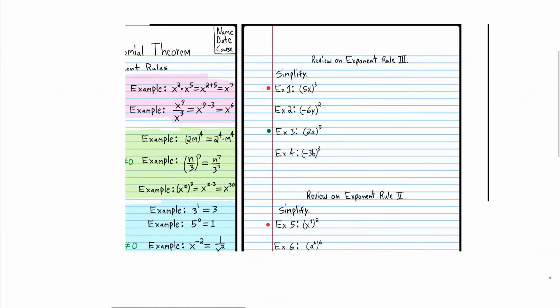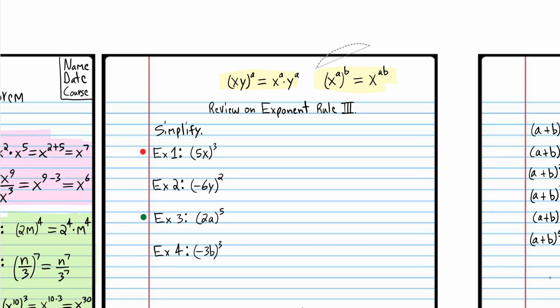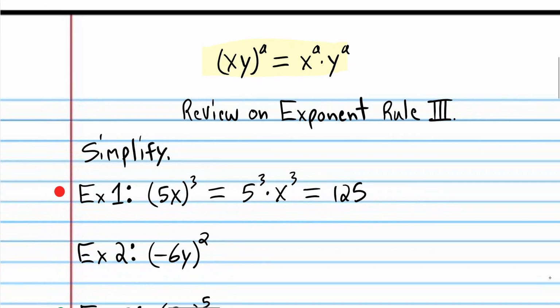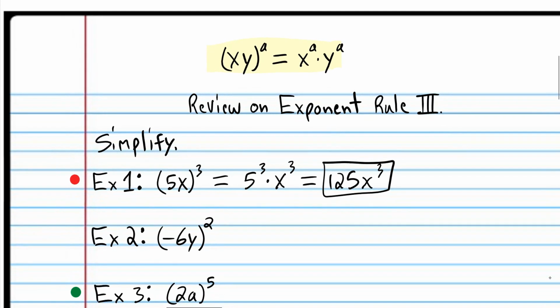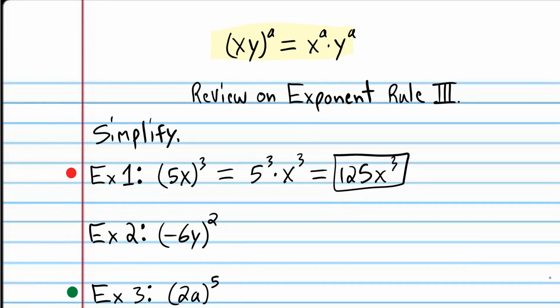So we're going to use rule number 3 first. Rule number 3 says that if you have a product raised to some power, then that expression is equal to the first number in the product raised to that power times the second number in the product raised to that same power. So 5 to the third power is 125, and then we have x cubed, and there you go. So this is the rule up here if you want to reference that.